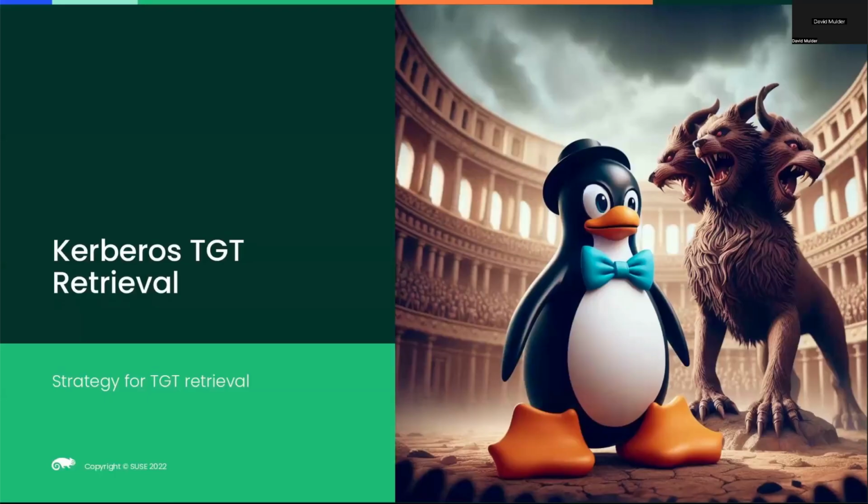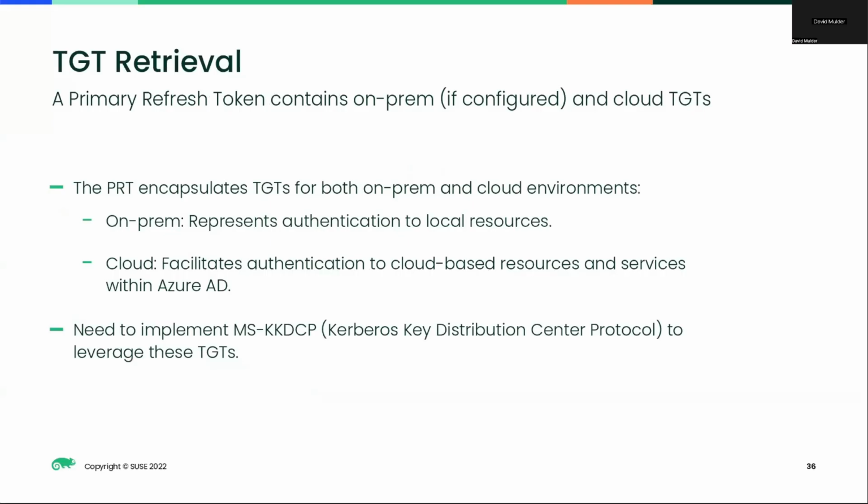Okay, so let's talk about the TGT that shows up in the PRT. That's kind of a cool little thing. It has two TGTs in the PRT. It has an on-prem one, if configured, for an on-prem AD that's syncing with Azure AD, and then it also has a cloud TGT for communicating with cloud services like SMB in Azure.